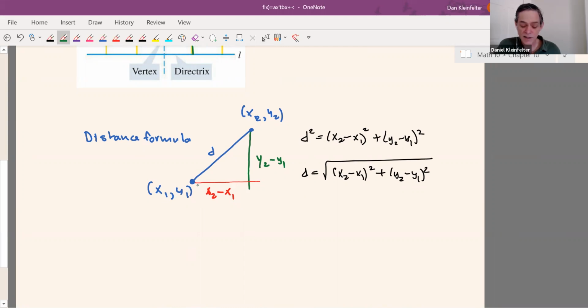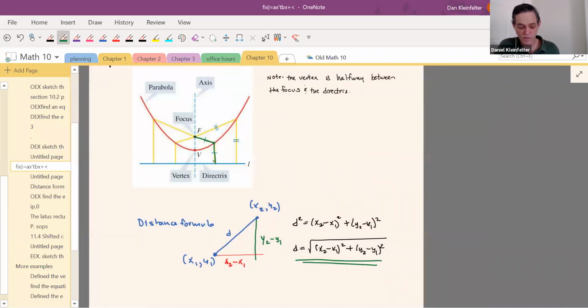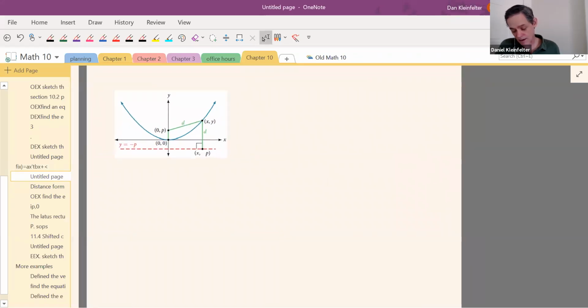The change in x is x2 minus x1. The change in y is y2 minus y1. If we use the Pythagorean theorem and think of the hypotenuse as that distance we seek, we end up with this distance formula you see here: square root of the change in x squared plus the change in y squared. Okay, and so we'll use that distance formula here in just a minute to help us produce the equation for that parabola.